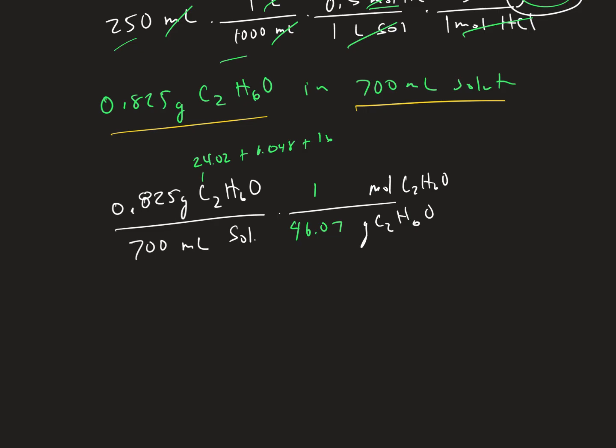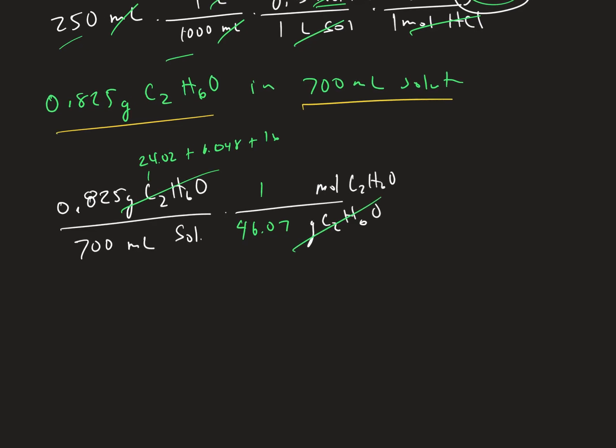To 1 mole. Grams goes away, good. Now what? We have moles of solute on top, that's what we want. What do we want on bottom? Liters. So what goes on top? 1,000 milliliters to cancel out with milliliters to 1 liter. We have moles per liter. Tells us we're done because that's molarity.